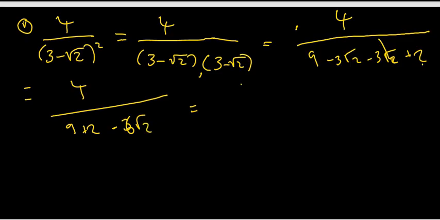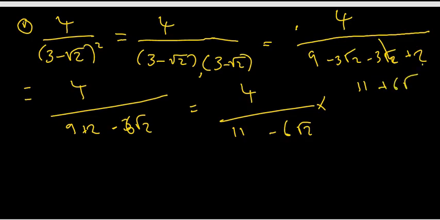So it is like this. There it will be 11, then minus 6 root of 2. Then this one we can multiply now by its conjugate, where here it is going to change. We are going to have 6. Then from there we shall have root of 2 over 11 plus 6 root of 2.